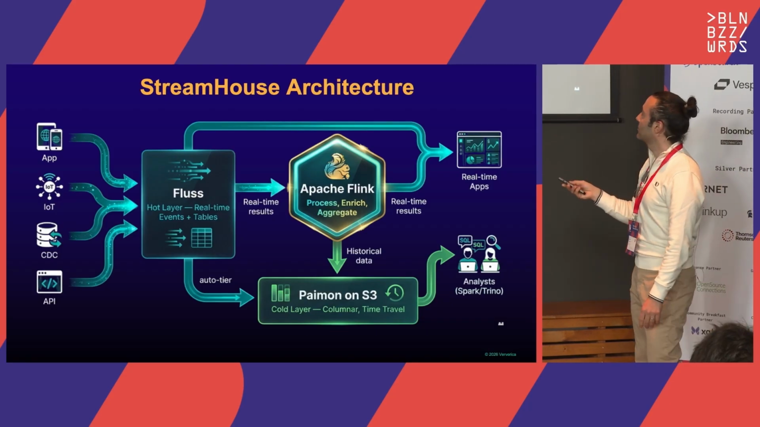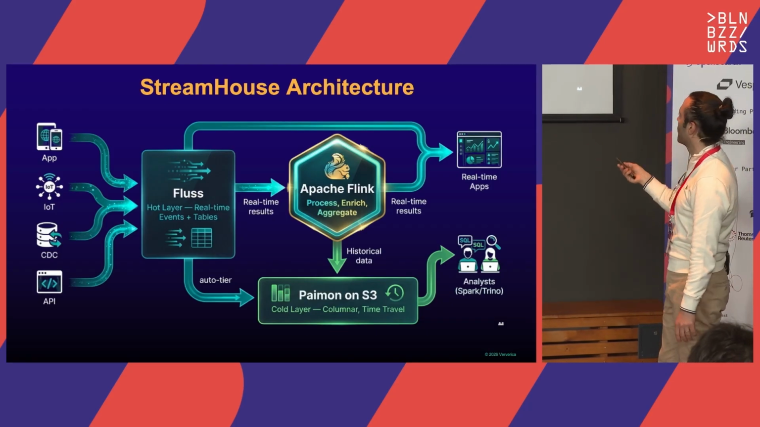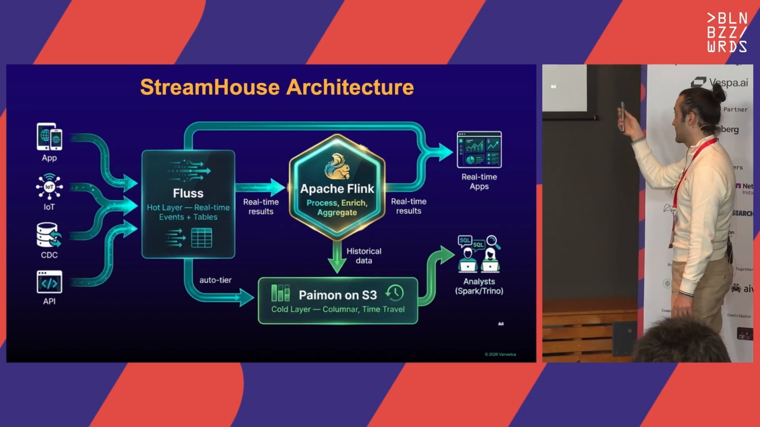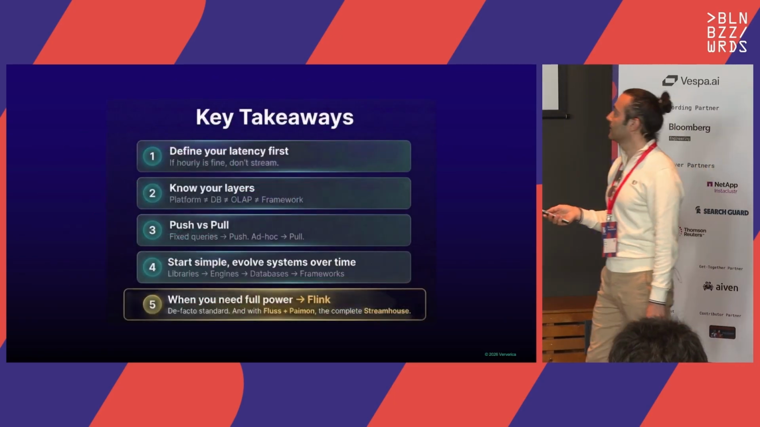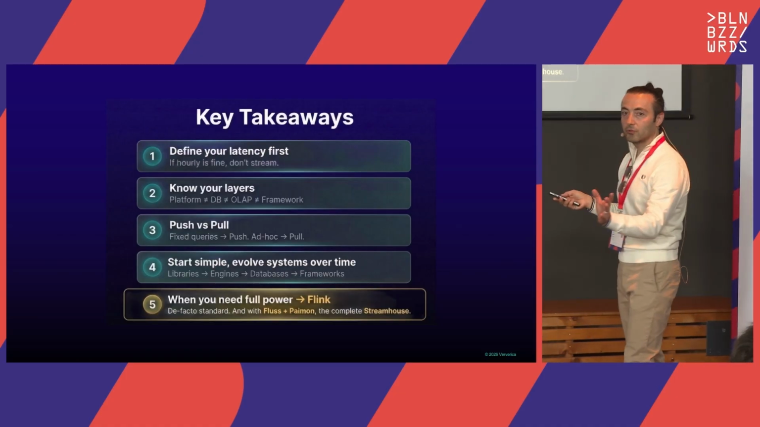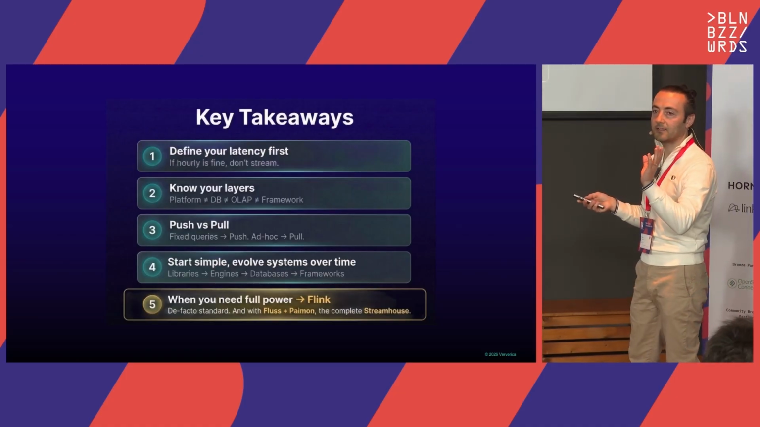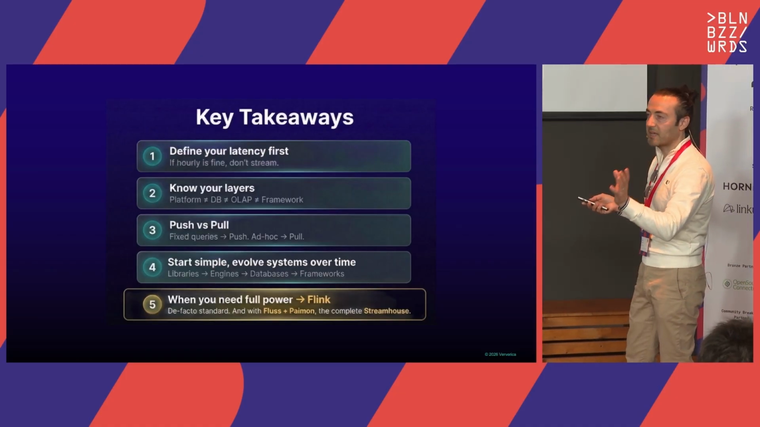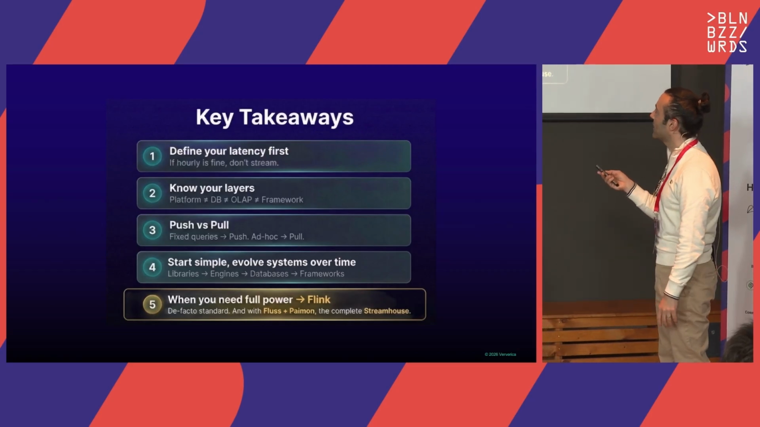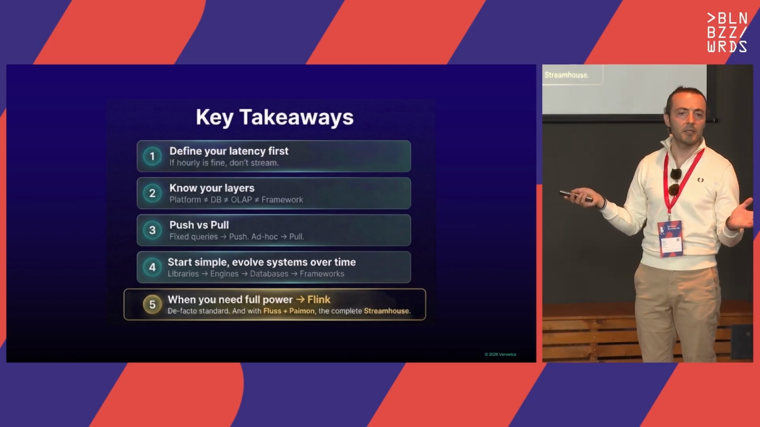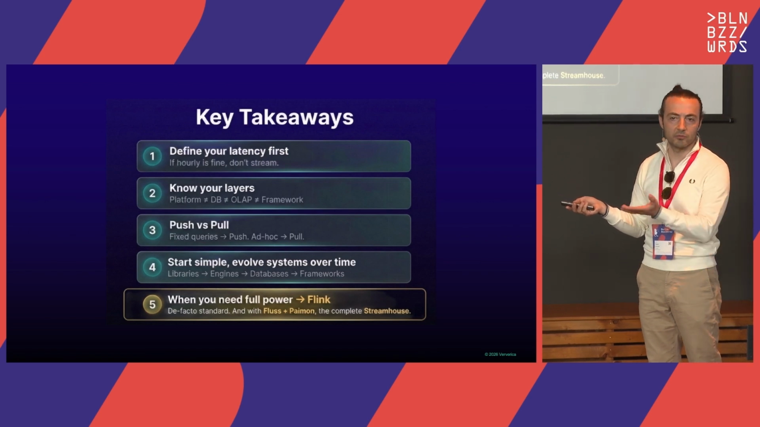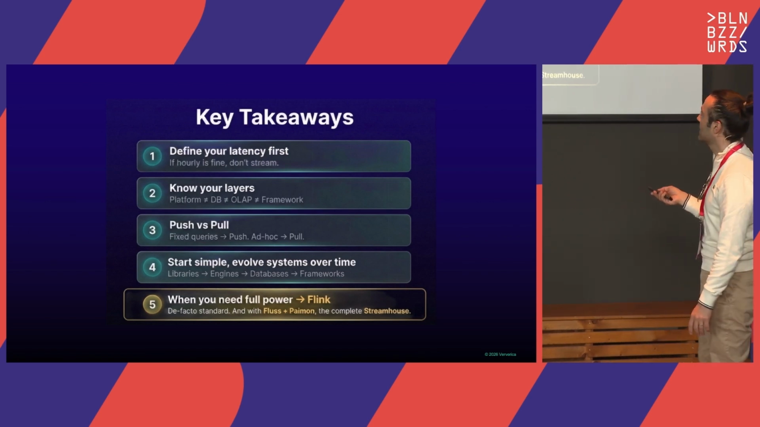So this is how the architecture and the data flow look, just as a reference. And then finally, with this talk, I would like to firstly leave in your minds these messages. We need to define our latency requirement. If hourly is fine, then don't use streaming primitives. Use batch engines.